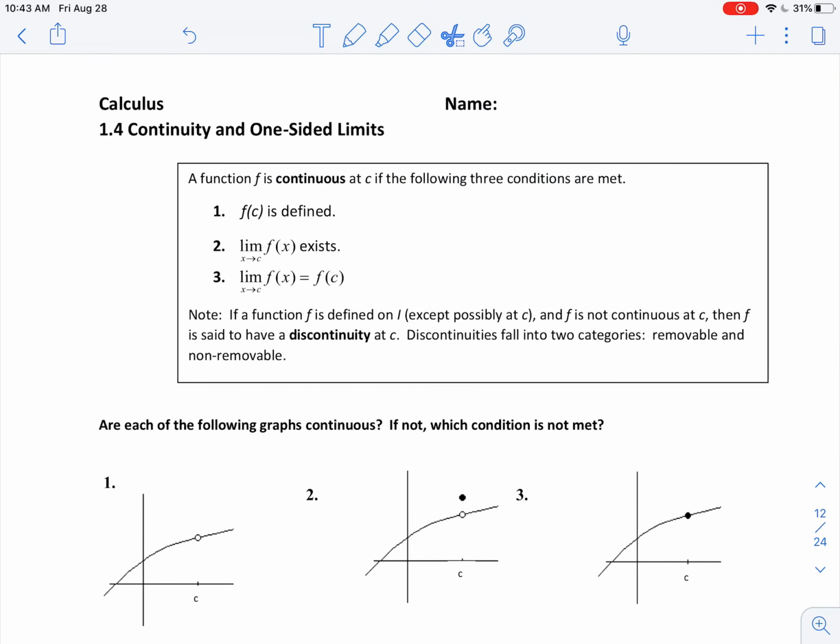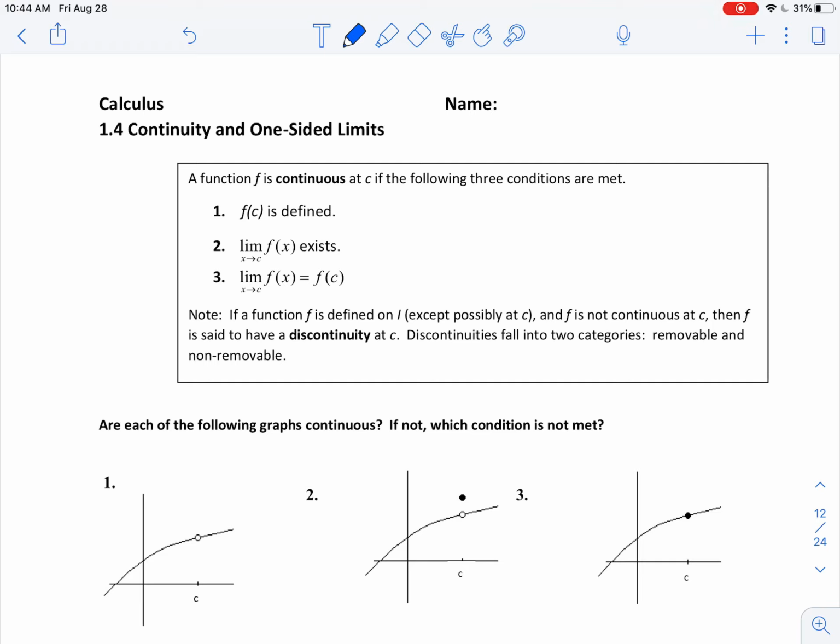Okay, in today's lesson, we're going to look at something called continuity and, as a result, one-sided limits. Continuity is not something we're going to actually use to calculate things in this class. Continuity just kind of paves the way for what we're going to study the entire year, derivatives and integrals to exist. So here's the definition of what continuity is.